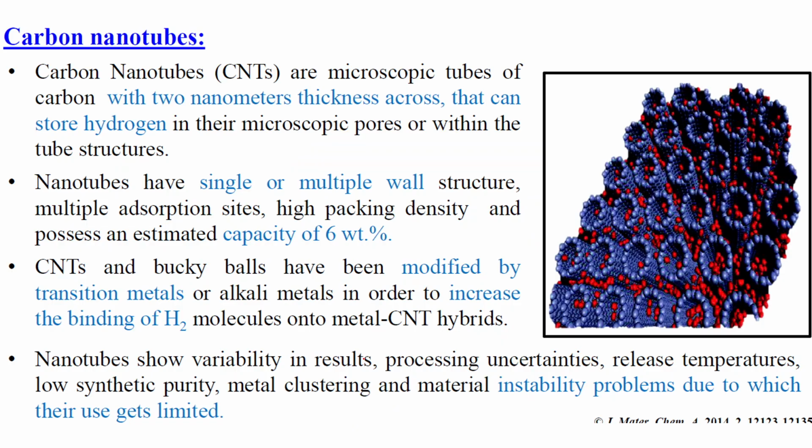Now, another type of nanoparticle is the carbon nanotube. They are microscopic tubes of carbon with 2 nanometers thickness across, and they can store hydrogen in their microscopic pores or within the tube structure. They are of two types, single-walled carbon nanotube and multi-walled carbon nanotube. Multiple absorption sites, high packing density, and an estimated capacity of 6 weight%. CNT and buckyballs have been modified by transition metals, so we can also modify CNT to further increase the absorption of hydrogen onto their surface.